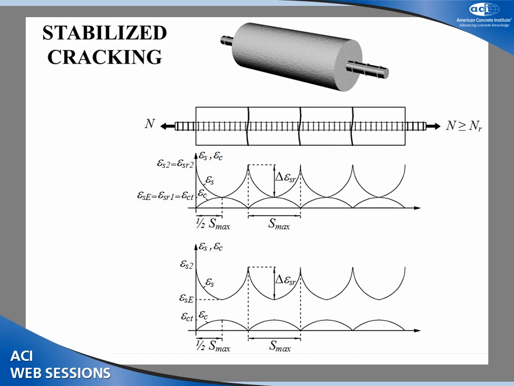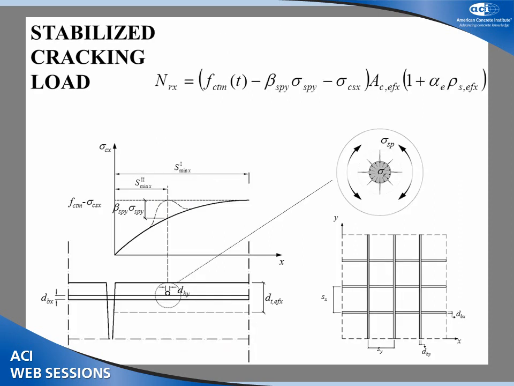First is the stabilized cracking definition. Stabilized cracking is at a load beyond which increasing the load will not cause any additional cracking to form. So pretty much the stress and strain in the concrete and the steel are established, and further increasing the load only increases the strain in the steel. Having an idea of this distribution is necessary to predict the crack.